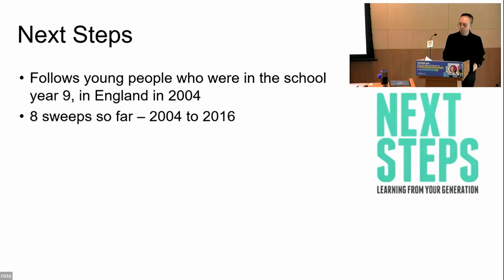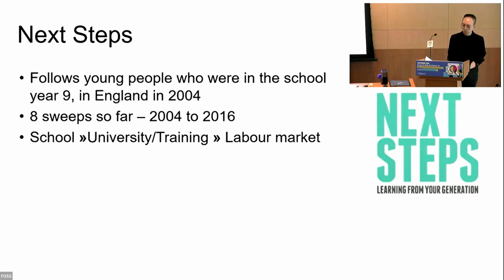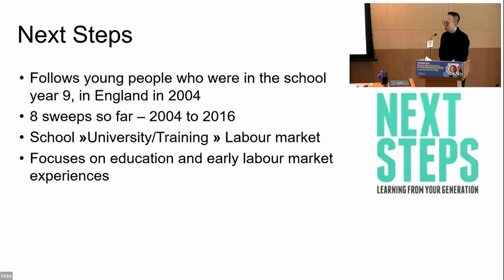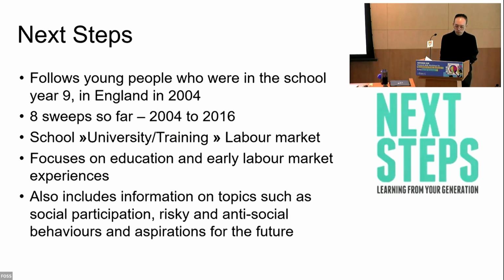There have been 8 sweeps of the study so far, between 2004 and 2016, that have mapped their journey from compulsory schooling to university, training, and ultimately entry into the labour market, focusing on the educational and early labour market experiences of young people. But the study also included diverse information on aspects of their lives, including social participation, risky and antisocial behaviours, and aspirations for the future.